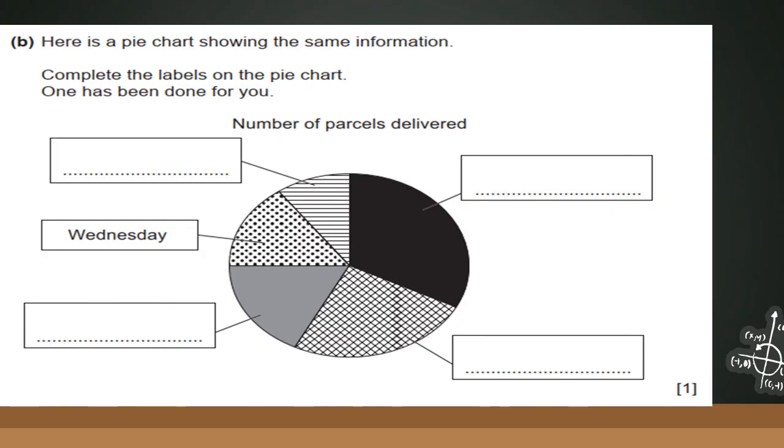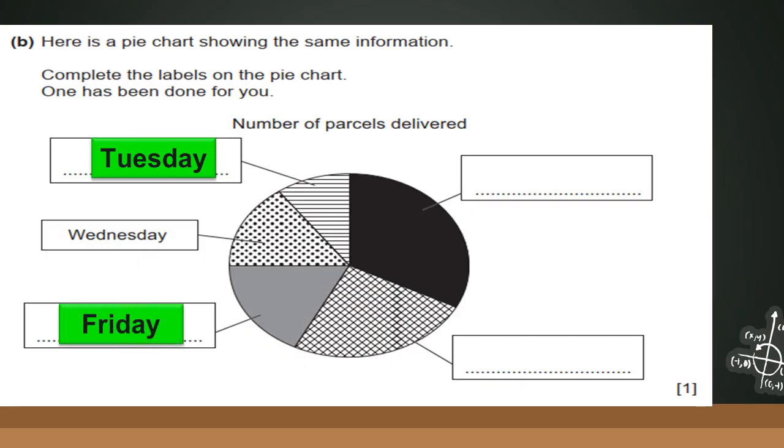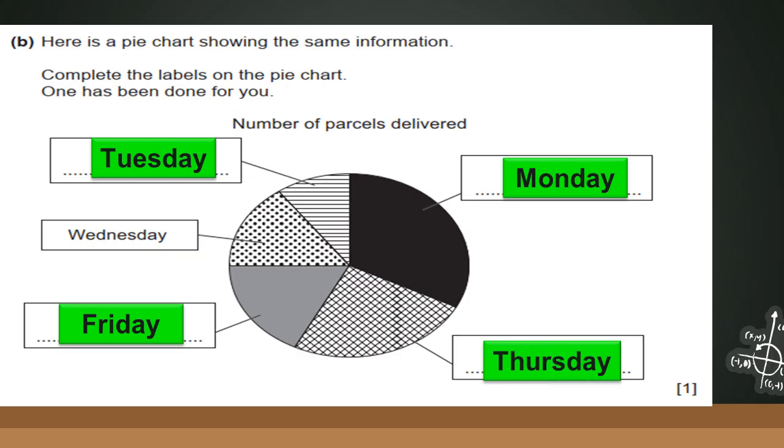Now we need to put the number of parcels delivered for Wednesday and complete the pie chart for the same information. We can use the table. The largest amount will be Tuesday, Friday, the largest is Monday, and then Thursday. It's according to the previous table.